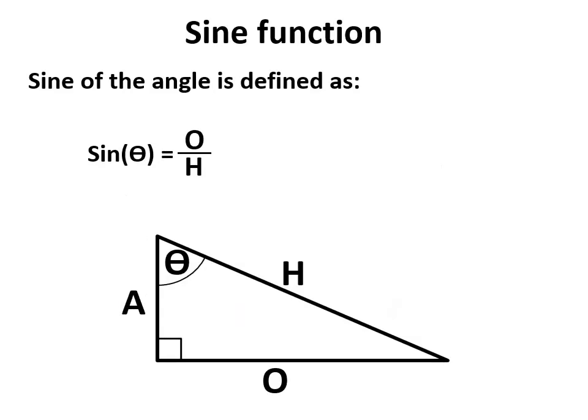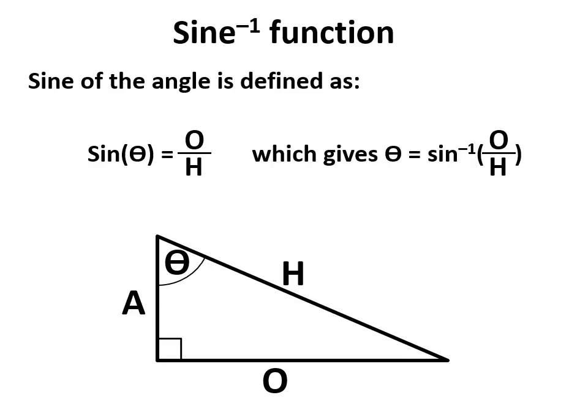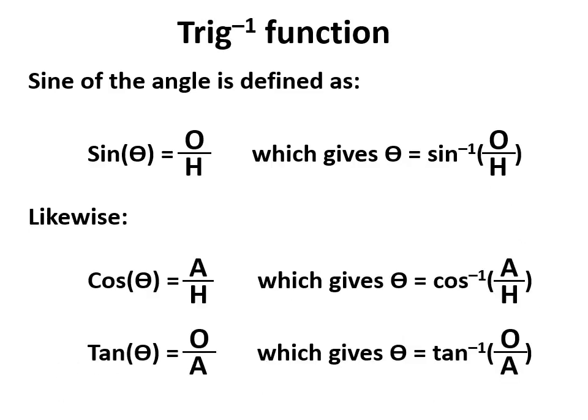We take our relationship for sine, which is opposite divided by hypotenuse, and we rearrange that in this form. And when the sign goes from the left to the right hand side of the equation, we do the inverse operation. So sin on one side becomes inverse sin on the other. It's exactly the same for cos and tan. Cos and tan on one side become inverse cos and tan on the other side, and that allows us to find the value of the angle.